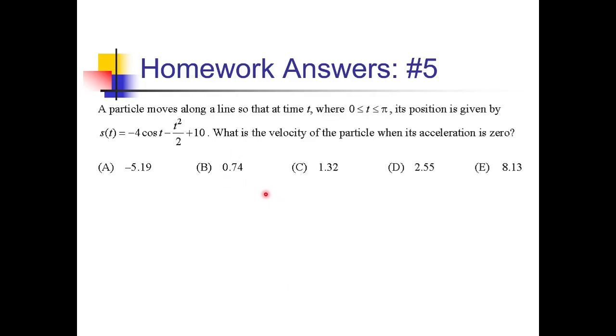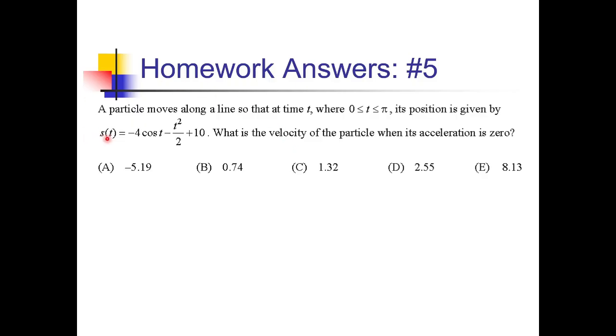For this calculator-based problem, we have a particle moving along a line so that at time t, between 0 and pi, the position is given by this s of t function here. We want to know the velocity of the particle when its acceleration is 0. So we need to find a few things in this problem. First, we need to get the velocity, firstly so that we can then find the acceleration. Secondly, so that when we figure out where the acceleration is 0, we can plug that time back into the velocity.